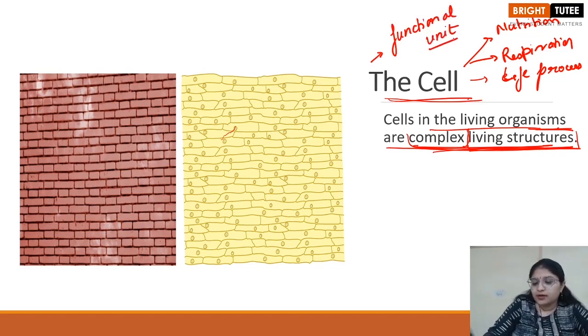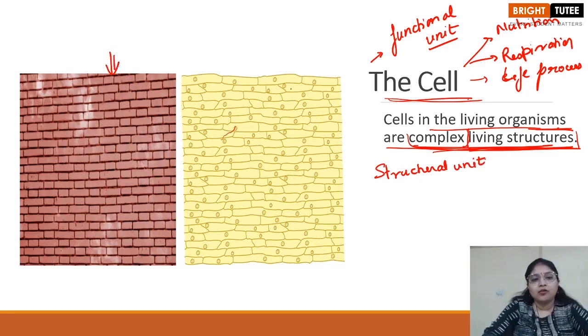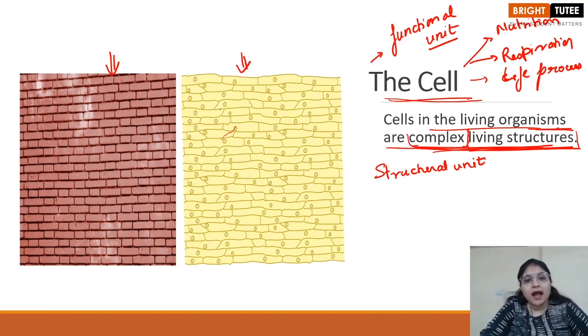Now another term that we use for the cell is the structural unit. Why do we call it the structural unit? Now if you look at the image over here, we are able to see a brick wall, and we are also able to see an onion peel, right? This is a microscopic view of the onion peel, and if you observe, you will find certain similarities.